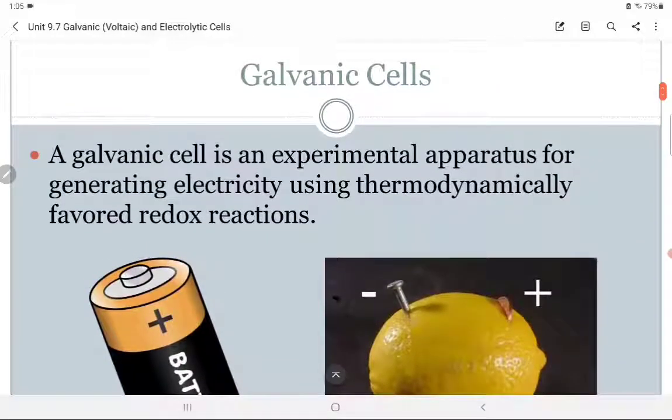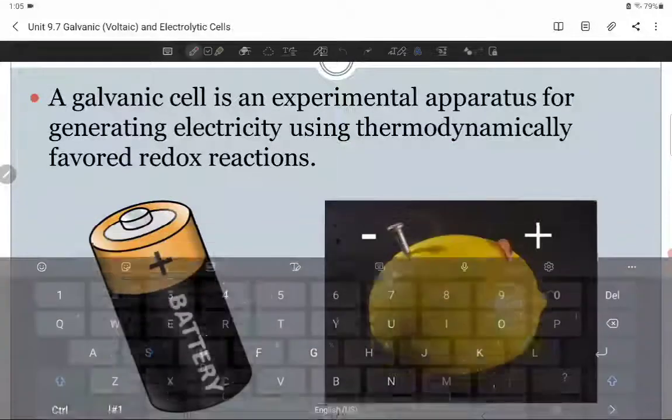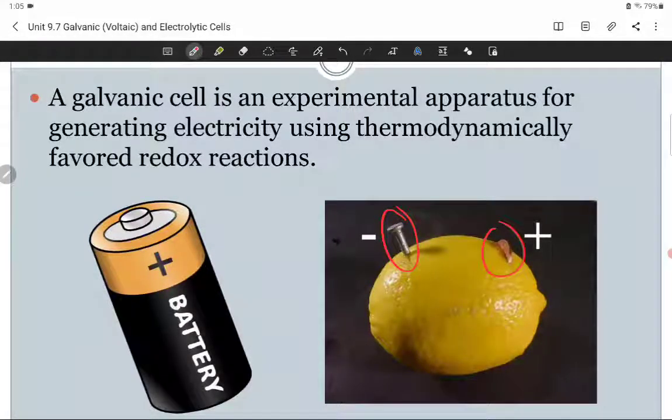So they're going to be called galvanic cells. We're going to make these actually in the lab also. No, not with lemons, but we will use metals. This looks like a nail, which has primarily iron, and this looks like a penny, and at least on the surface of the penny is copper. And we're going to use metals like that along with ions inside this lemon.